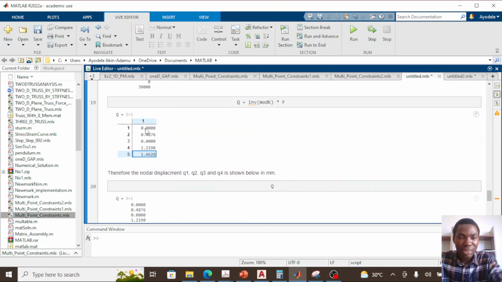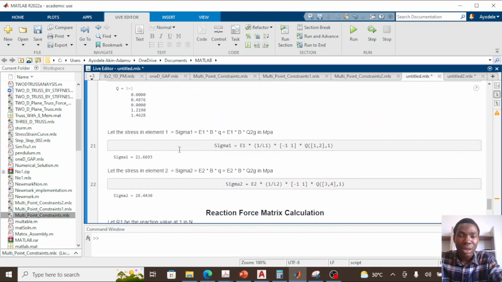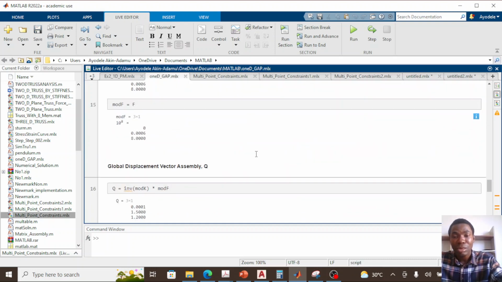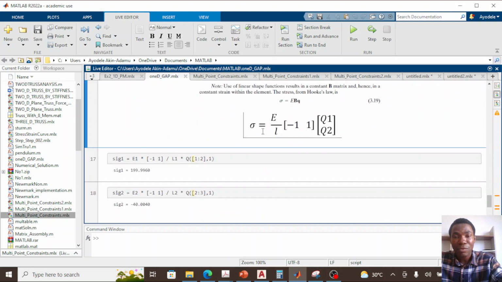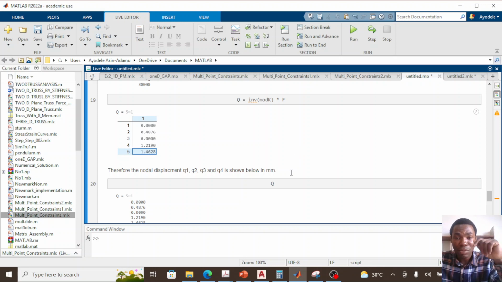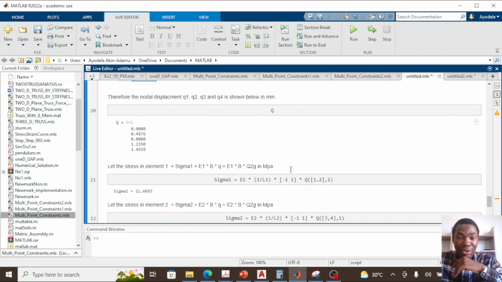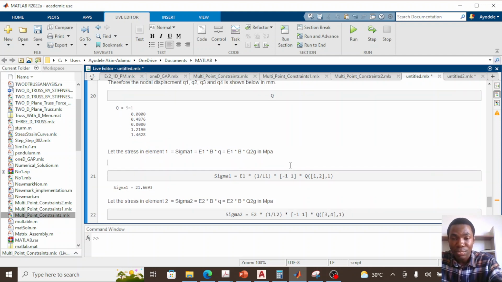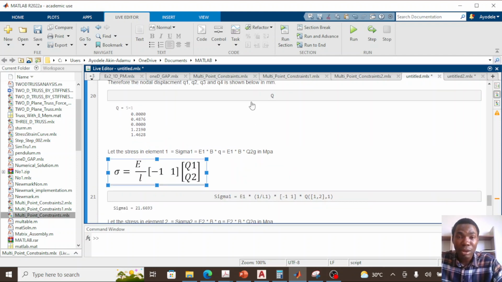Now we have defined the displacement vector. We can now also define the stress in each finite element using the stress equation. Let me just copy it so you remember. Maybe you have forgotten the formula now. I have not forgotten, but I'm sure many of you have forgotten the formula. So this is the formula we're using.